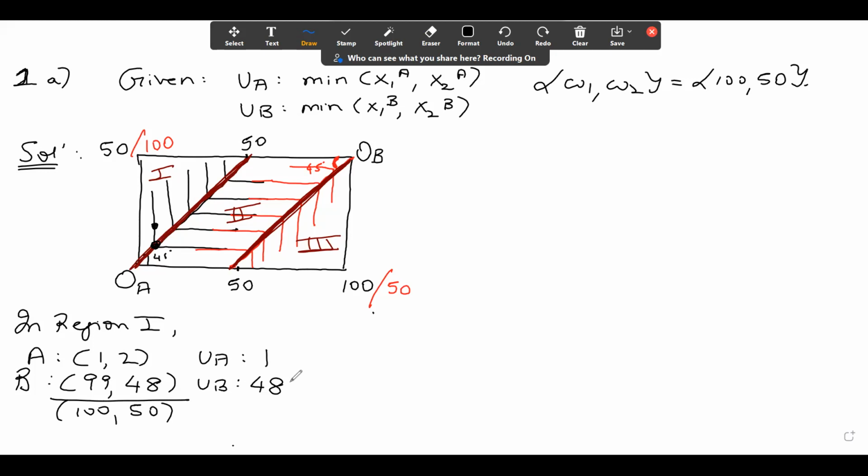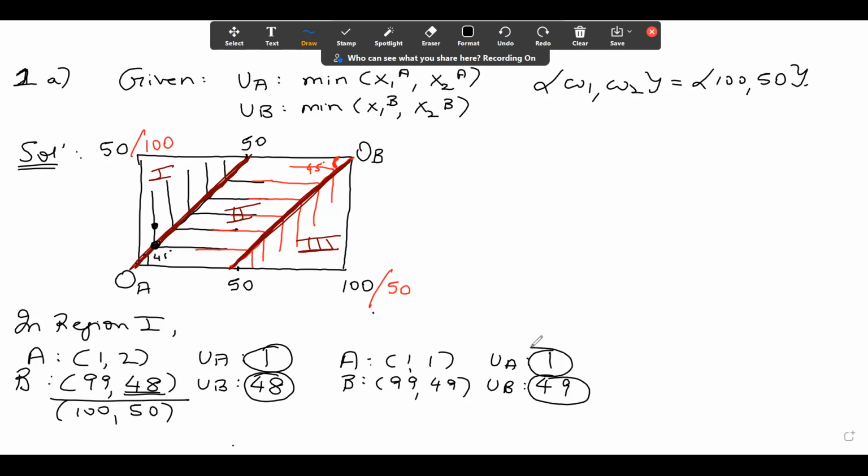Let's try to make one of them better off. Suppose I try to make B better off. Then B needs 1 more unit here. Suppose A gives that unit to B. A has 1, 1. B has 99, 49. Utility which A gets is min of 1, 1. Utility which B gets is min of 99, 49, which is 49. Compare both. You can see that B has become better off without making A worse off. Therefore, this is not a Pareto efficient allocation. I can say that any point in region 1 is not Pareto efficient.